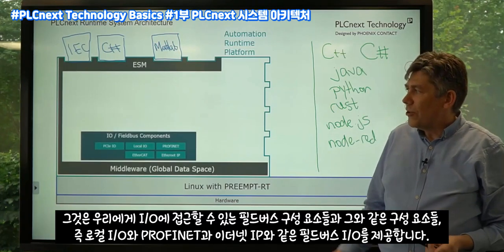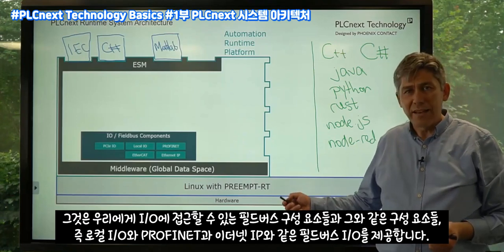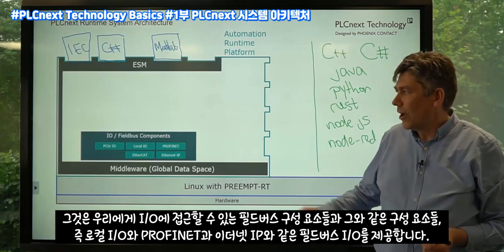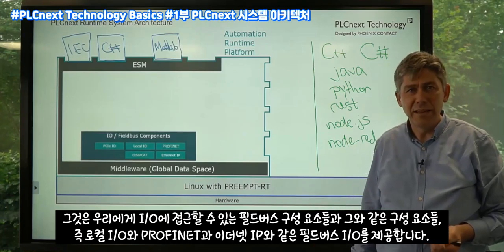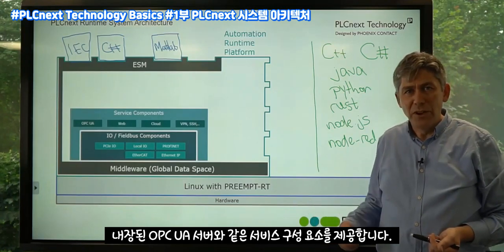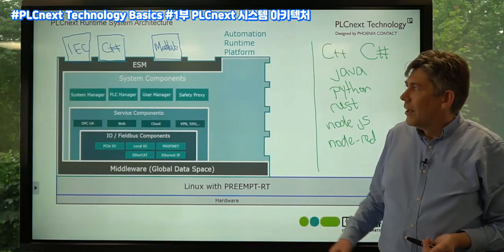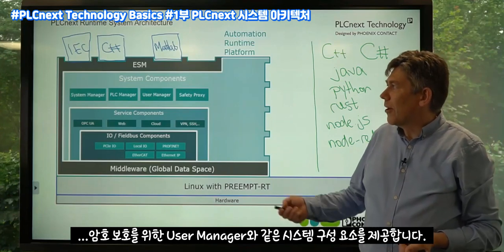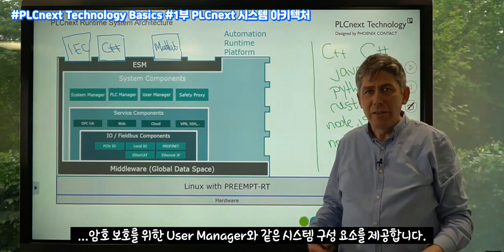So what else does the automation runtime platform give us? Well, it gives us components like fieldbus components that give us access to I/O, local I/O and fieldbus I/O like Profinet and Ethernet IP. It gives us service components like the built-in OPC UA server. And it gives us system components like the user manager for password protection and so on.